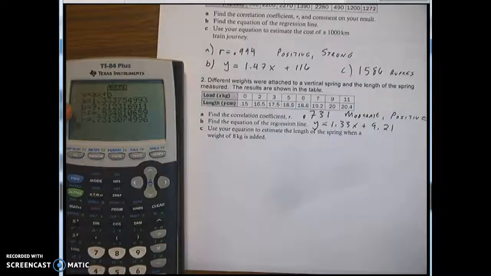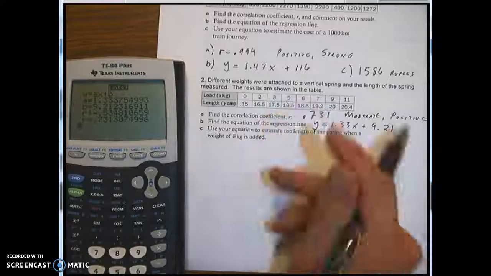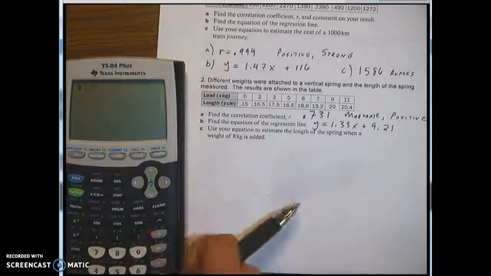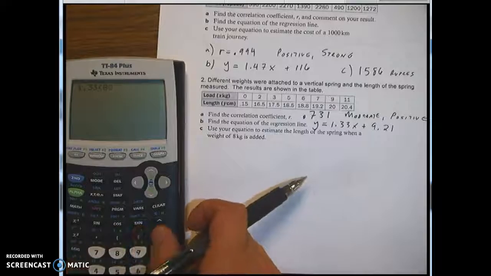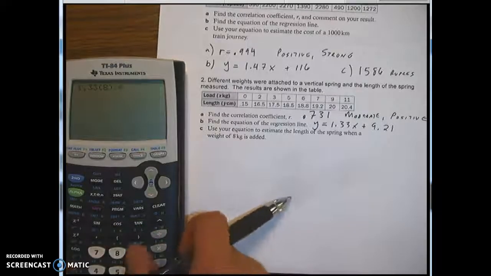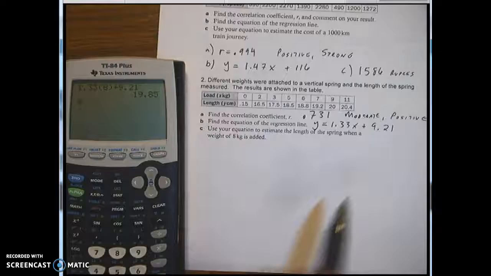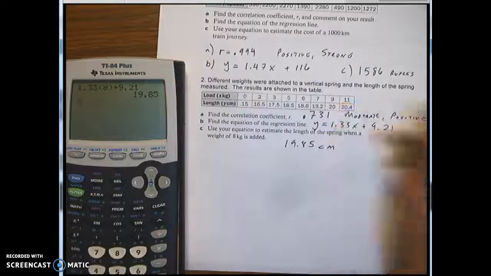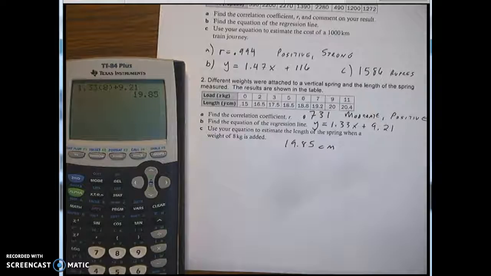Use your equation to estimate the length of the spring when the weight of 8 kilograms is added. So our x value is 8, so I'm going to do 1.33 times 8 plus 9.21. That's going to be 19.85 centimeters, just like that. And that's basically the whole thing.